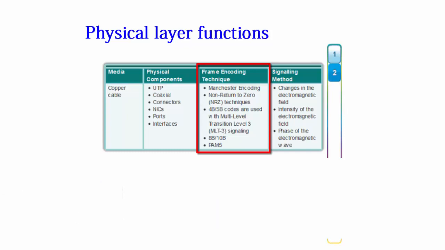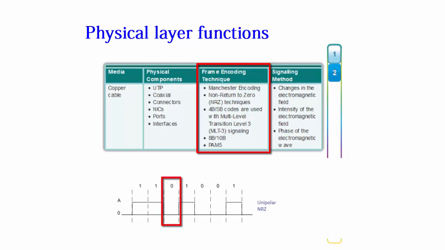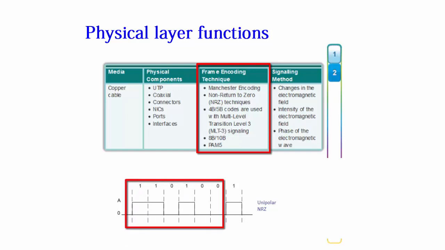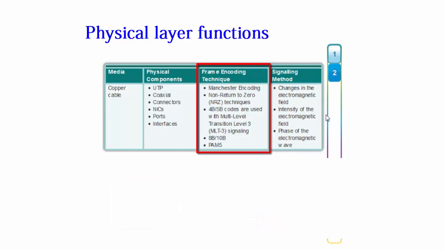We also have another encoding technique which is called non-return to zero, in which case the zero is simply represented through 0 volts, and the 1 is represented using like 3 volts or 5 volts. And then the signal will be like a staircase signal, which can then be transmitted over the media using either an electrical signal or a light signal and so on.